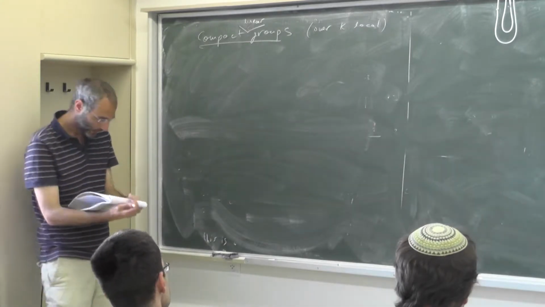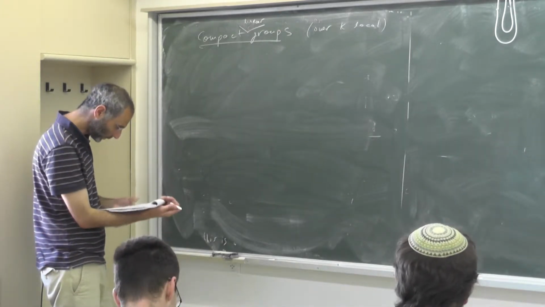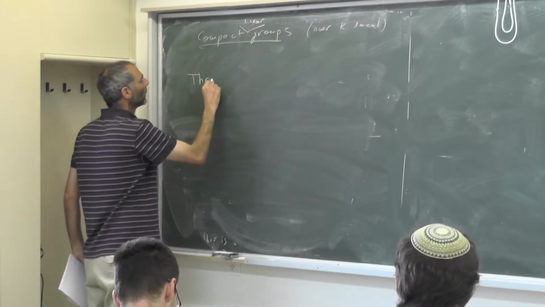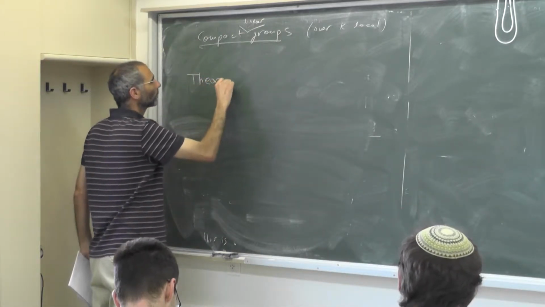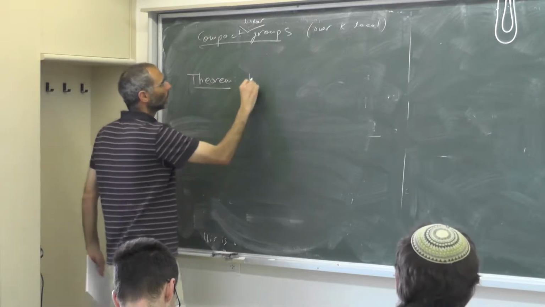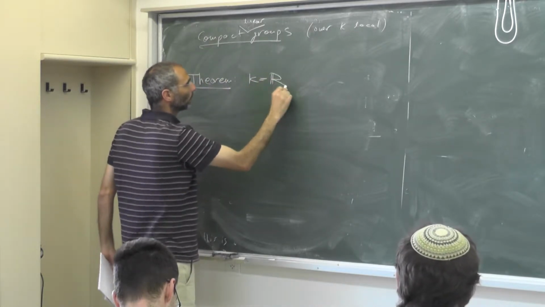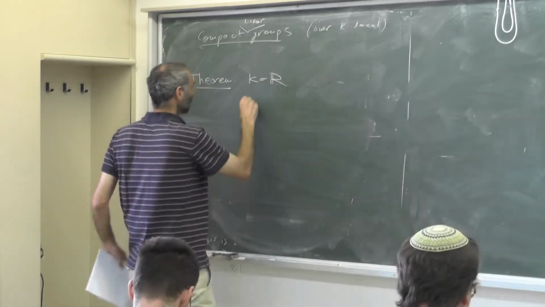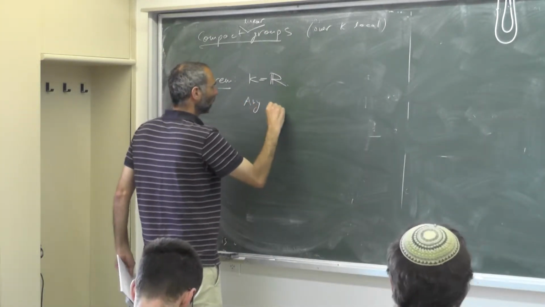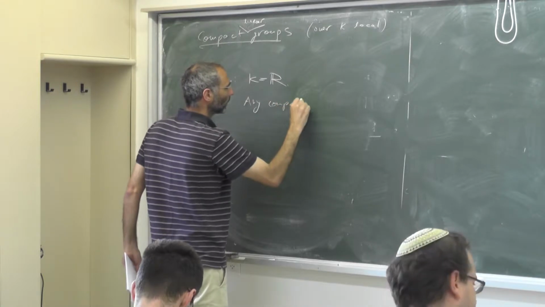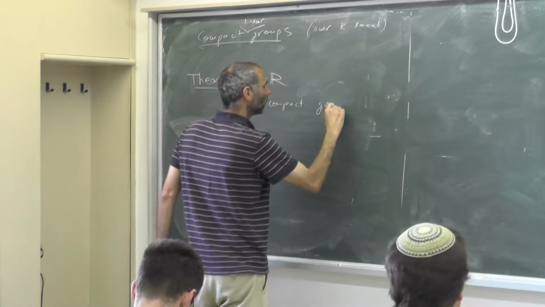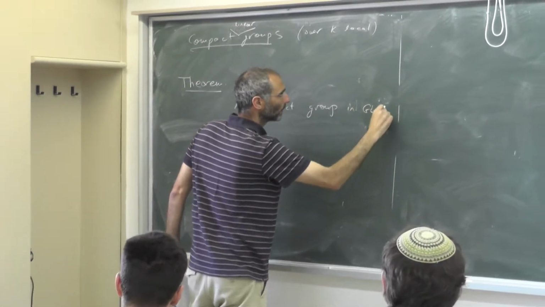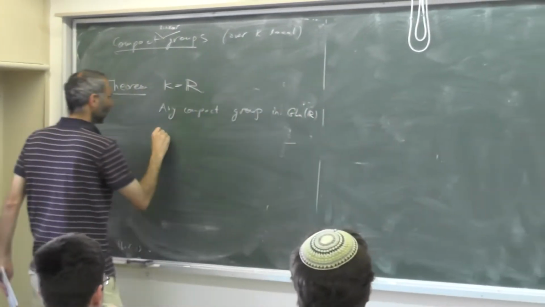And so I want to first discuss the case of groups over the reals. Any compact group in G_n(R) is algebraic.